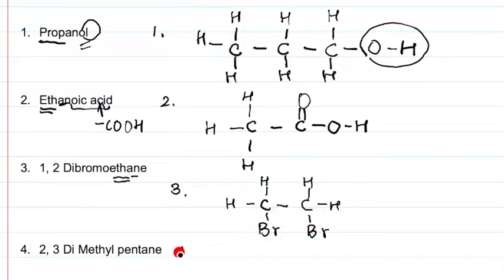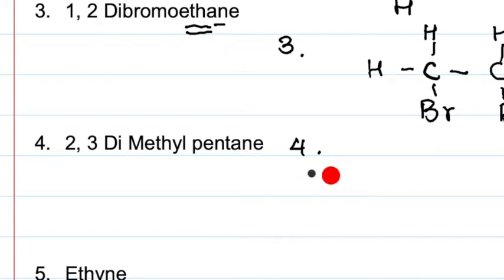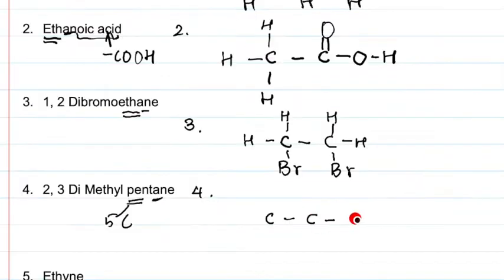We come to the fourth one, 2,3-dimethylpentane. The root word is pent, that is five carbons, and ane over here means it is single bond. So we are going to have five carbons like this. This will be pent, and because it is single bond, each carbon will have to show four valencies. So 1, 2, 3, 4 for this carbon. This carbon has 1, 2, 3, 4. This carbon 1, 2, 3, 4. Can you see that? Each carbon has four valencies.